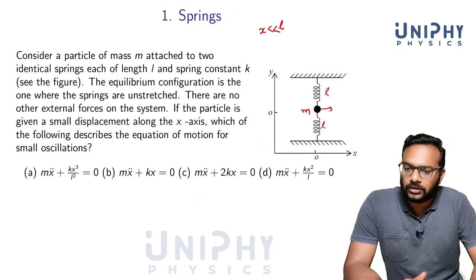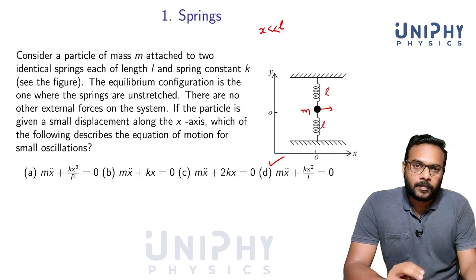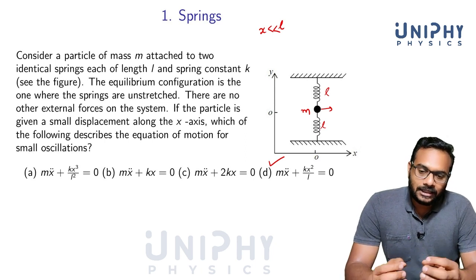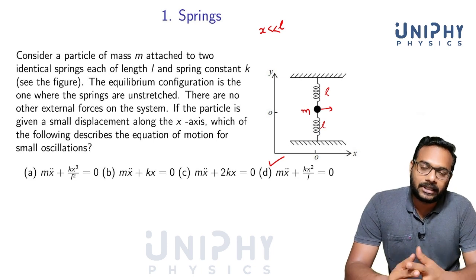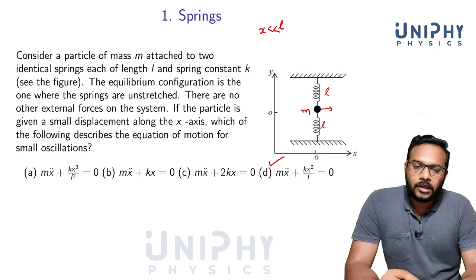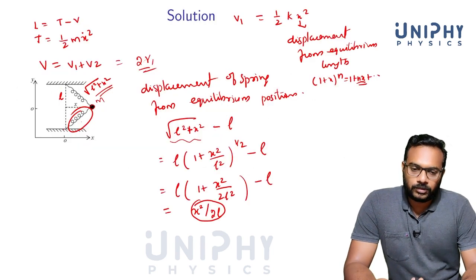Do we have that in the options? Yes, it's this. That's the answer. So whenever you have a system of springs, the important thing to calculate the potential energy is to calculate how much the spring has been stretched from its equilibrium position. You have to be a bit careful in most problems. So that's not a very difficult problem. We've got the equation of motion correctly.